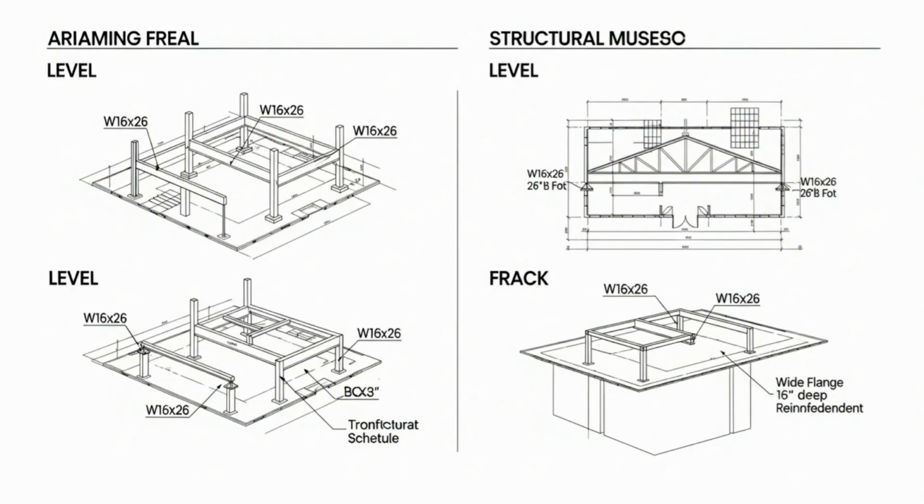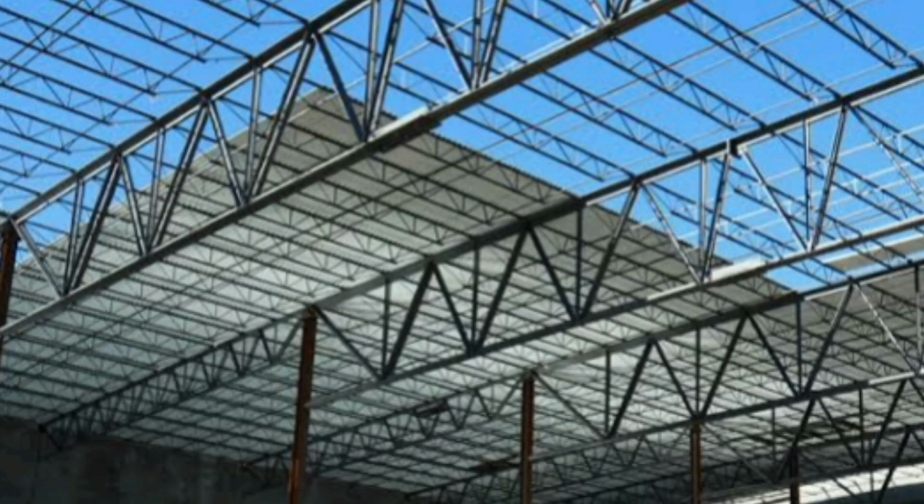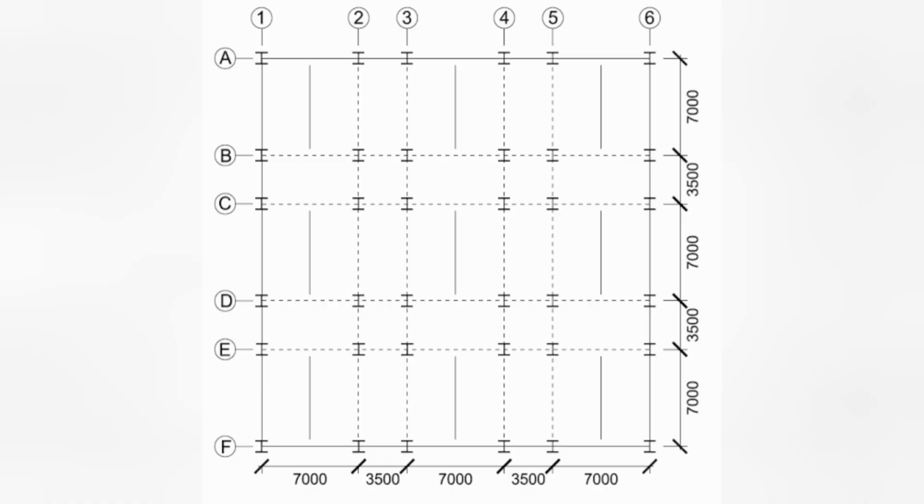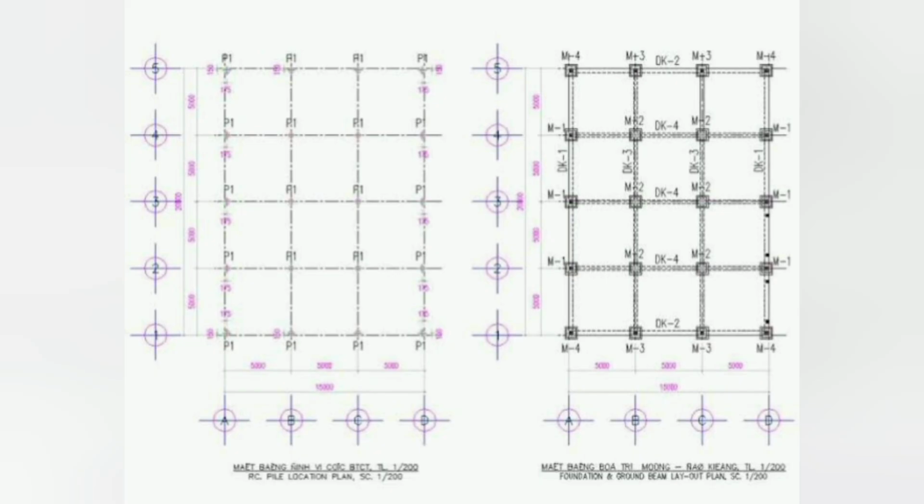A callout like W16x26 indicates a wide flange steel beam 16 inches deep weighing 26 pounds per foot, while a callout on a concrete beam will point you to a beam schedule detailing its size and reinforcement. A common and serious drafting mistake is a dimension discrepancy between the architectural grid and the structural grid. It is your duty to find these clashes before concrete is poured or steel is erected.